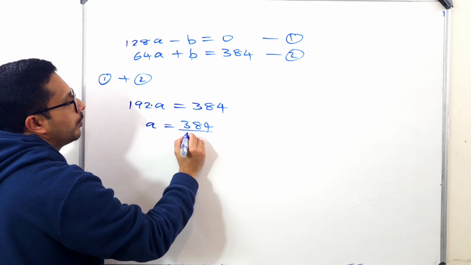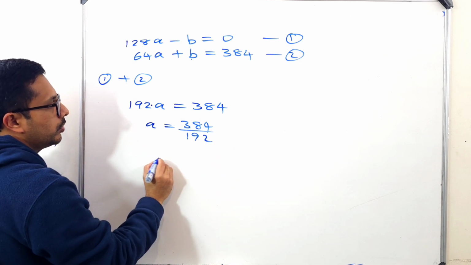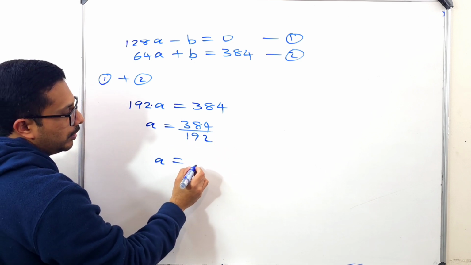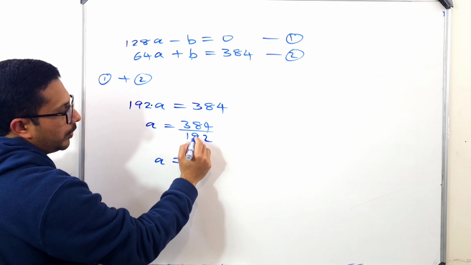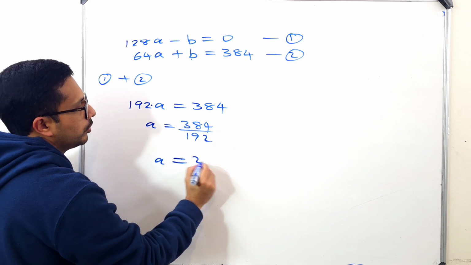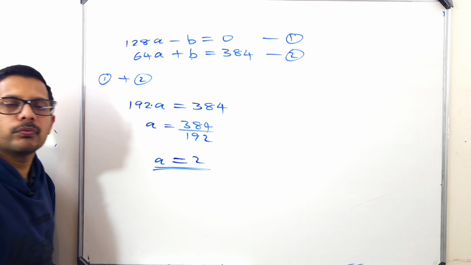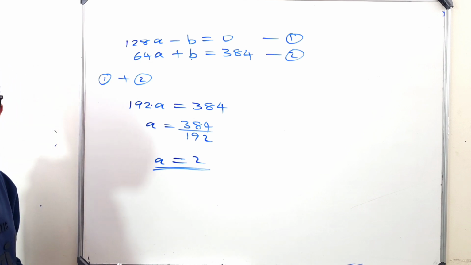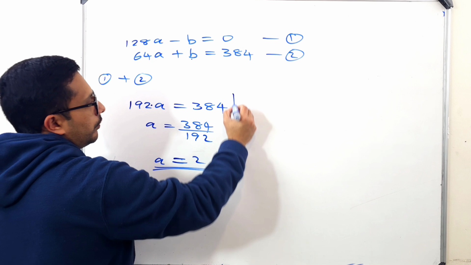384 divided by 192. Check in your calculator. Is it not the double? Yeah, it's a double. So a is equal to 2. So the value of a is 2. Now what we have to find? The value of b. So now how can you find the value of b?